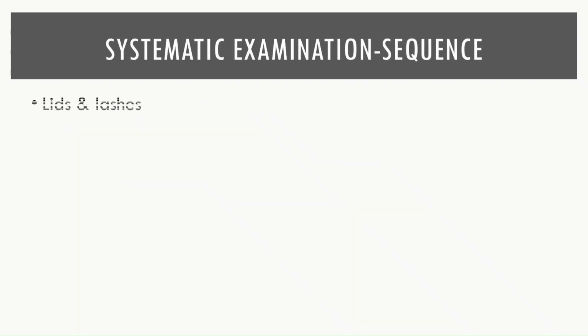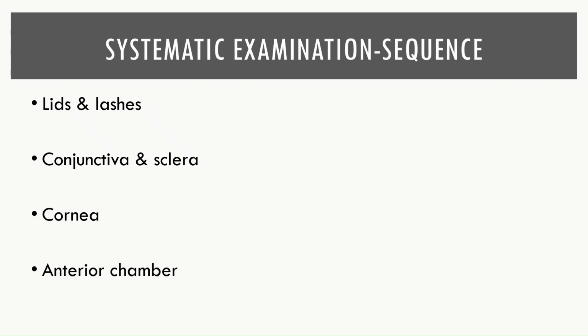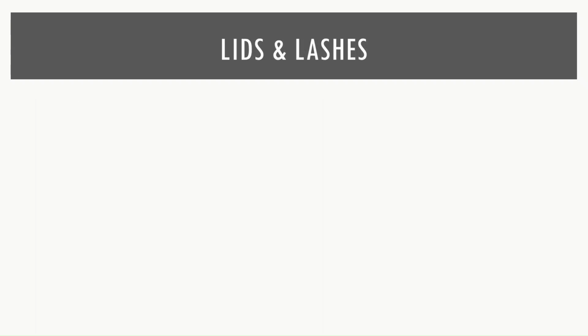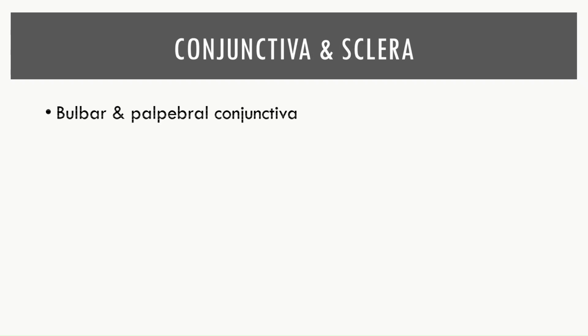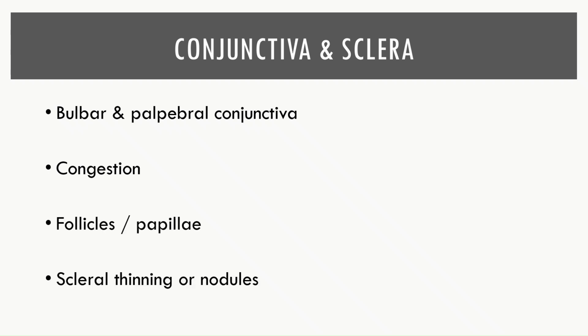Anterior segment examination should always follow a systematic sequence to avoid missing subtle findings. Begin with examination of the lids and lashes, noting the position, inflammation, crusting, and lash abnormalities. Next, examine the conjunctiva for congestion, follicles or papillae, and the sclera for thinning or nodules.